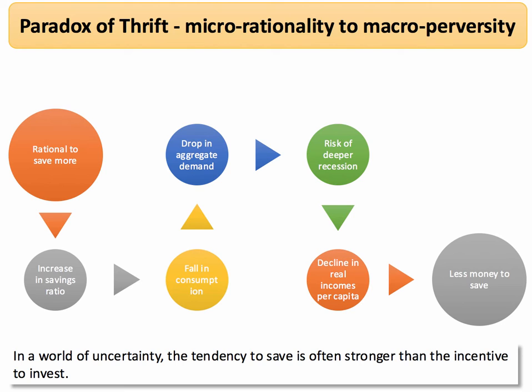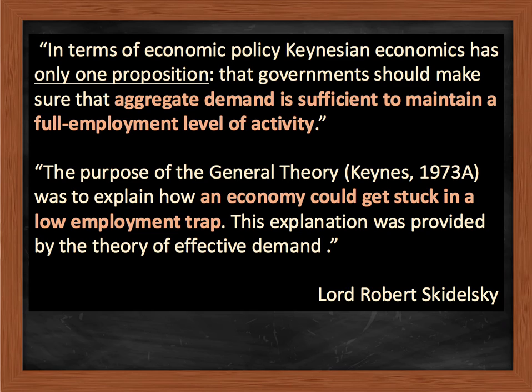In other words, an inward shift in aggregate demand. That can risk a deeper recession, and then in theory that can cause a fall in real incomes per capita, which actually leaves people with less money to save. And this is the paradox of thrift. It's rational to save more at a micro level, but that can lead to some perverse macroeconomic effects.